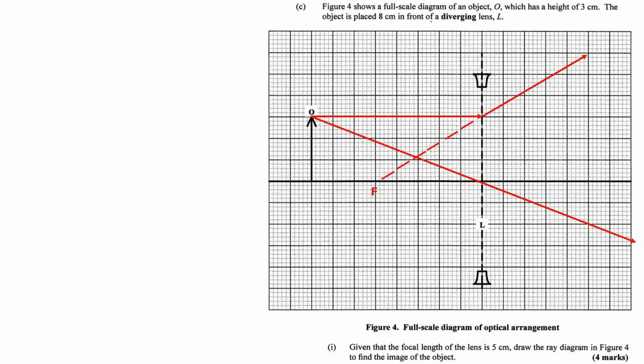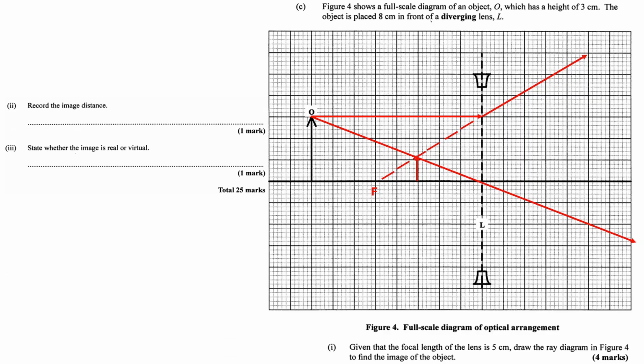And then finally, the actual image of the object, I have my vertical arrow to represent the object at that point. Then part 2 of part C says to record the image distance. From my scale drawing, I see that that is approximately 3 centimeters. Part 3 of part C says to state whether the image is real or virtual. Well, it's going to be a virtual image.